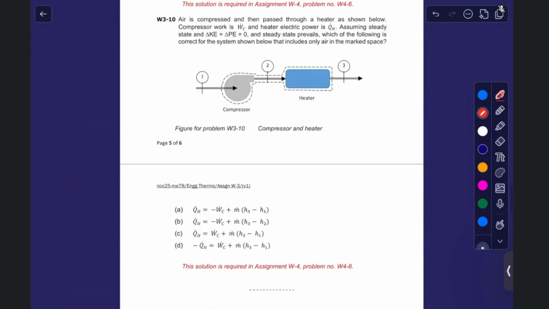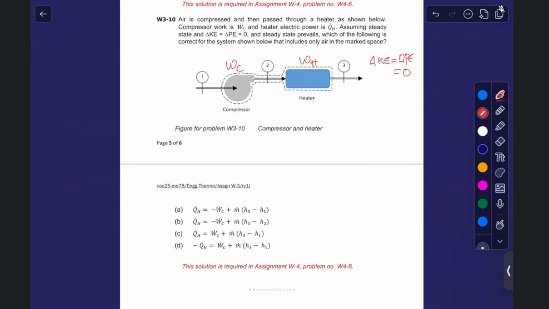So air is compressed and then passed through a heater, so from compressor to heater. In the diagram, state 1 is the inlet of the compressor, state 2 is the inlet of the heater, and state 3 is the outlet of the heater. Compressor work is WC and heater work is WH. Steady state, delta KE equal to delta PE equal to 0.